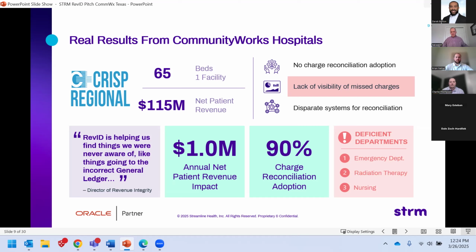So by bringing in RevID, they were able to automate that process. As you heard, the clinical managers loved it because it saved them hours, on average about 3 hours a week in each department. And now they could do 100% reconciliation every single day. So the impact for them was pretty substantial. They improved their net revenue by $1 million, essentially paying for the software in about 2.5 months. They had, again, strong adoption across even the busiest of departments.